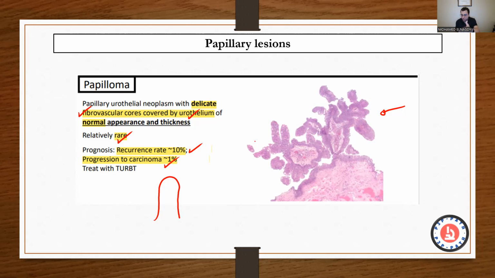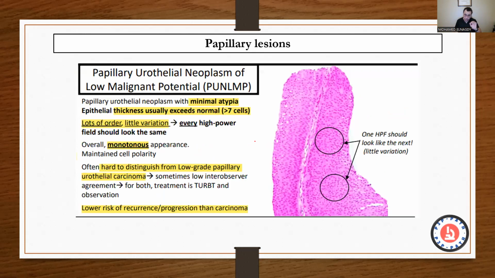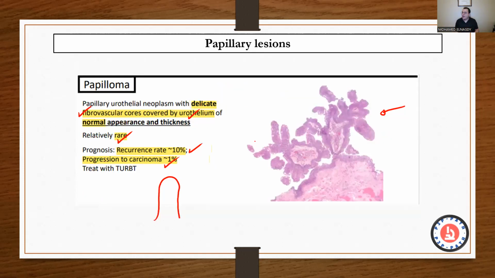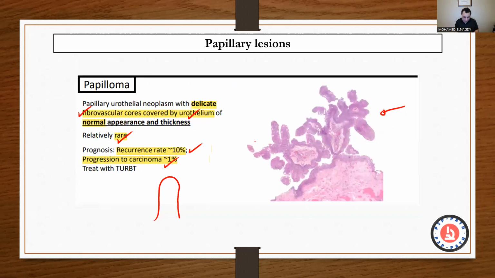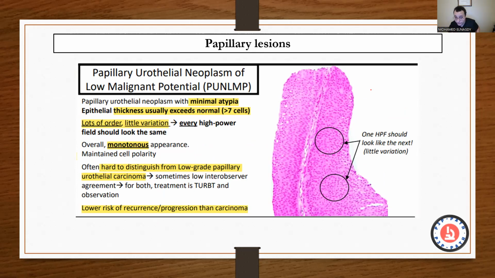So papillomas, see that? Arborizing architecture, normal urothelial covering with fibrovascular cores. Finger-like, arborizing. Please memorize this kind of pattern. So this is finger-like. Okay, so I see finger-like architecture here. So I'm dealing with papillary urothelial neoplasm or papillary urothelial carcinoma, whether it's low grade or high grade.